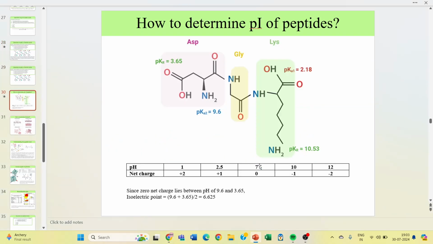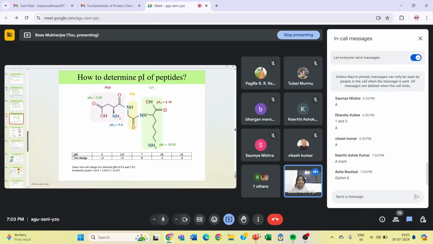Right, so how do we determine the pI of peptides then? You have learnt about the pI of individual amino acids. But for your competitive exams, they will not usually ask you the pI of a specific amino acid, but they will ask you the pI of a specific tripeptide or a dipeptide. Then what will you do? In that case, you have to consider the pKa values of all the ionizable groups, and that includes the N-terminal amino group, the C-terminal carboxylic group, and all the R side chains, right? Because in between, the peptide bond is not going to get ionized.